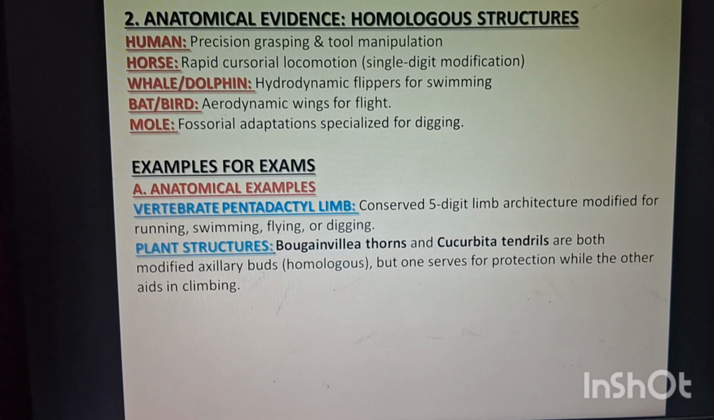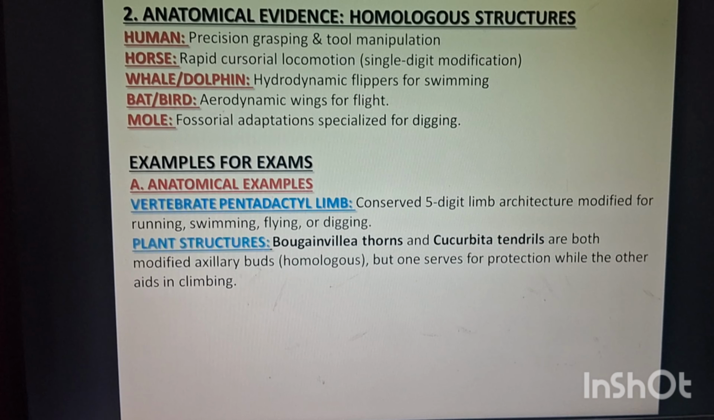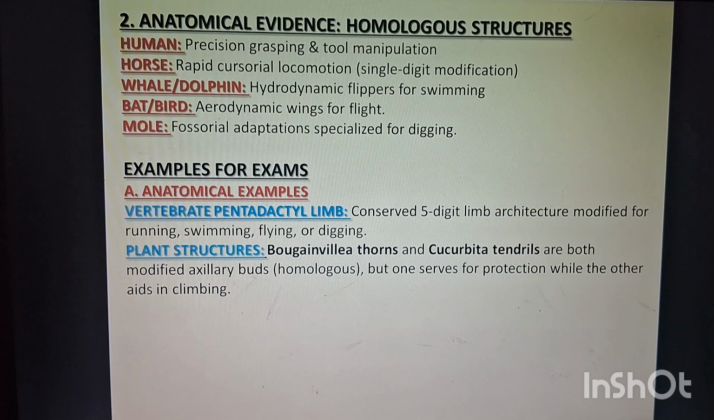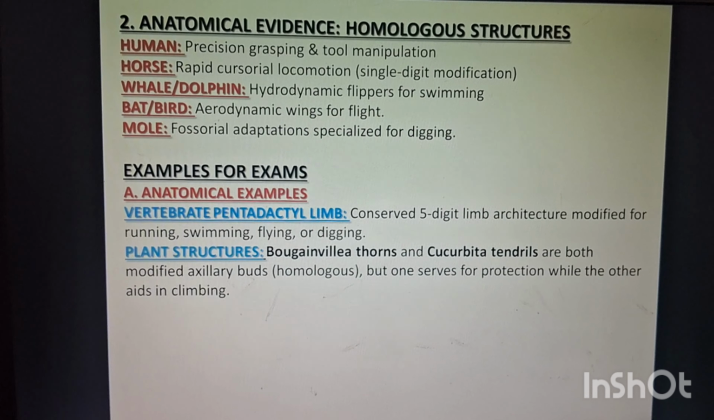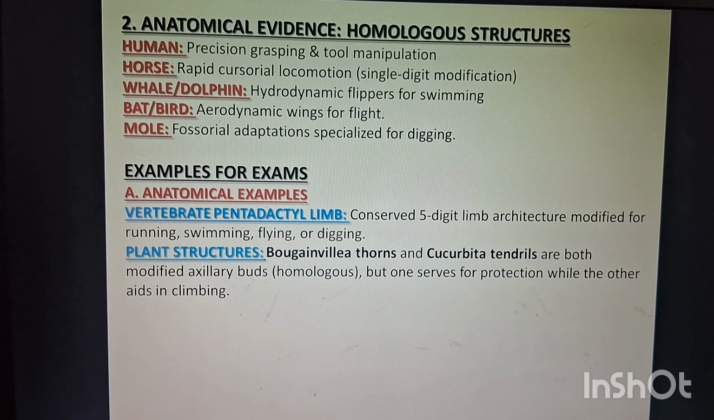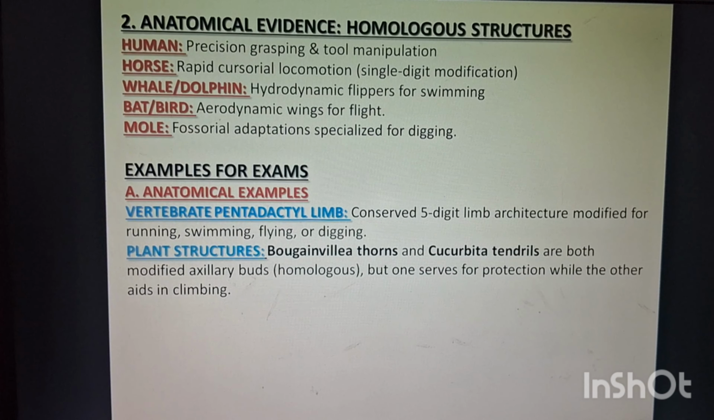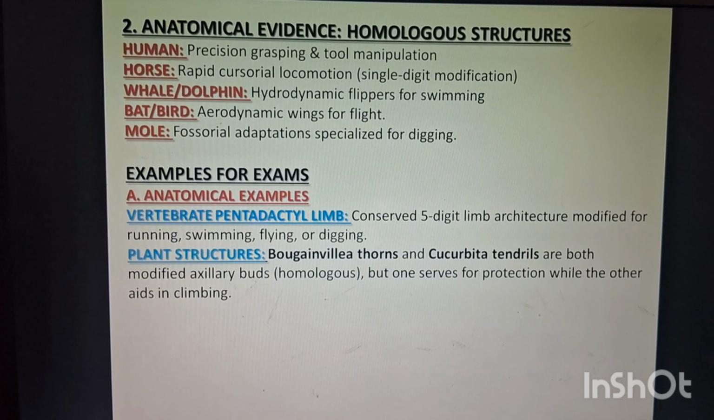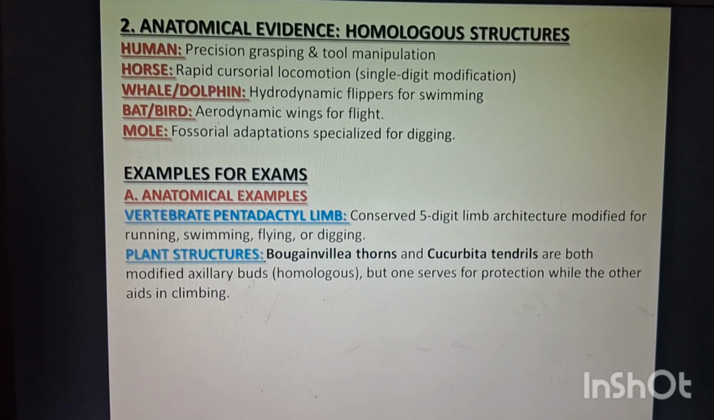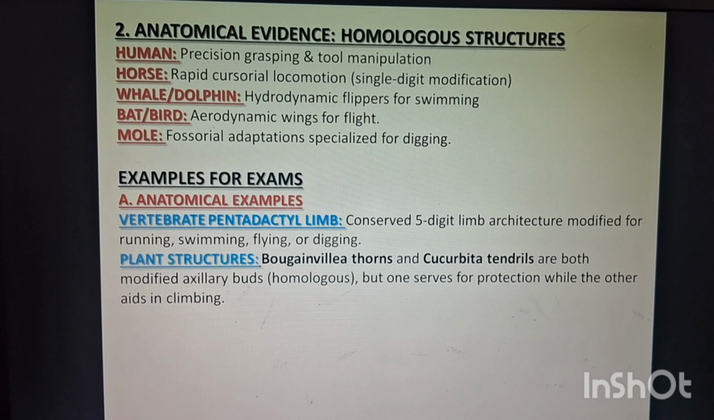First example is human, precise in grasping and tool manipulation. Next example, horse, rapid cursorial locomotion, that is single digit modification. Next example is whale or dolphin, that is hydrodynamic flippers for swimming. Next example, bat or bird, that is aerodynamic wings for flight. Next example is mole, that is fossorial adaptation, specialist for digging.